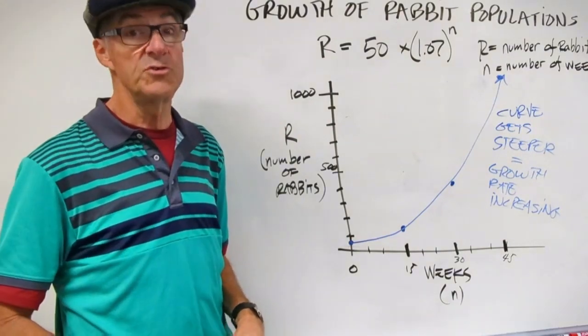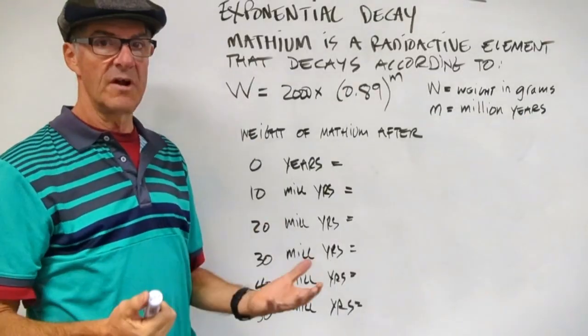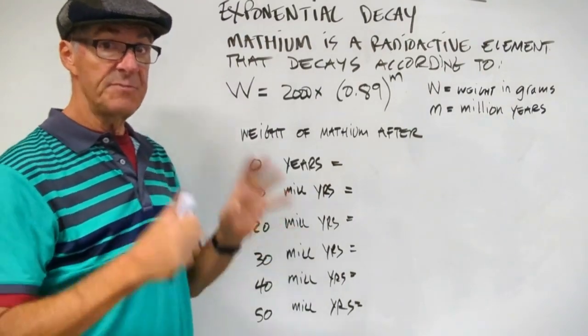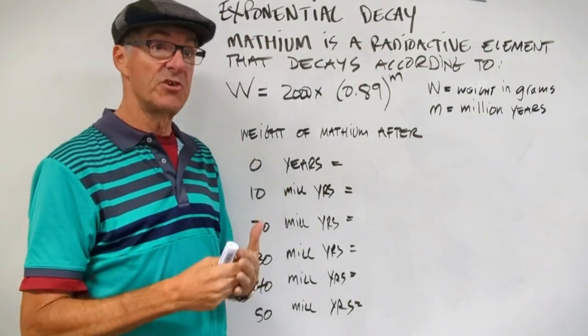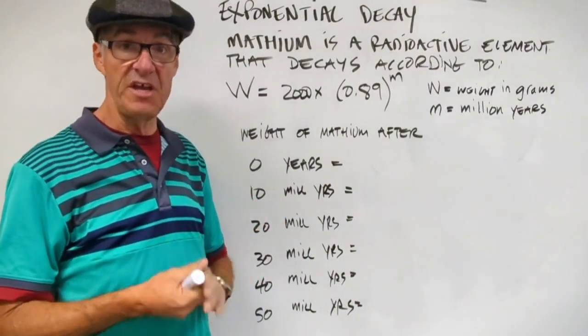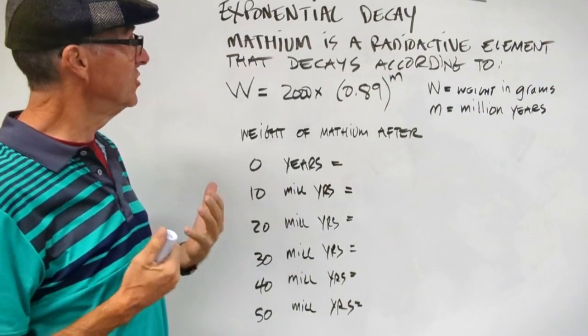Now let's move on to exponential decay. All right, let's look at decay. Now, if you recall from that first board, exponential decay is a situation where the rate of decay decreases over time. Okay, so let's do an example that shows that.